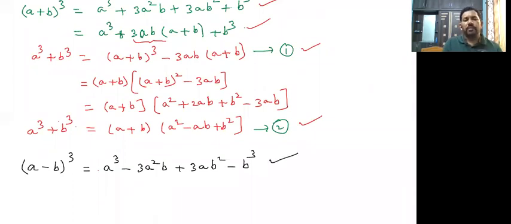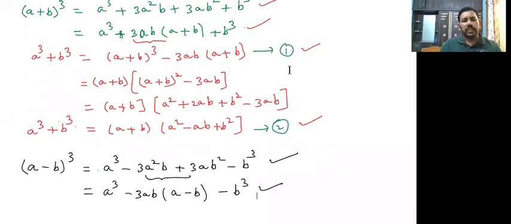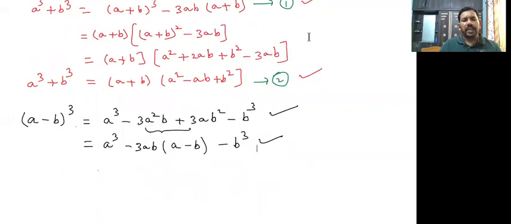Now this is one of the formulas. Now here, a³ − b³ = a³ − 3a²b + 3ab² − b³. In these two terms, I am going to take the common factor −3ab, and the remaining is (a − b). So this is another formula: a³ − b³ = (a − b)³ − 3ab(a − b)... one formula.